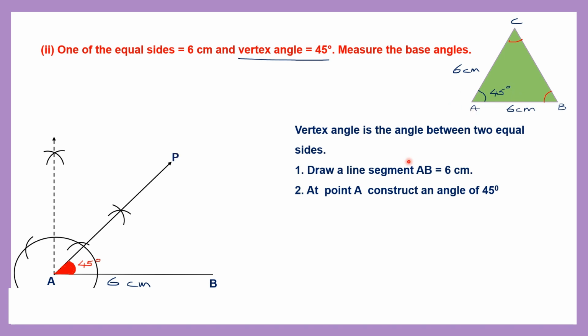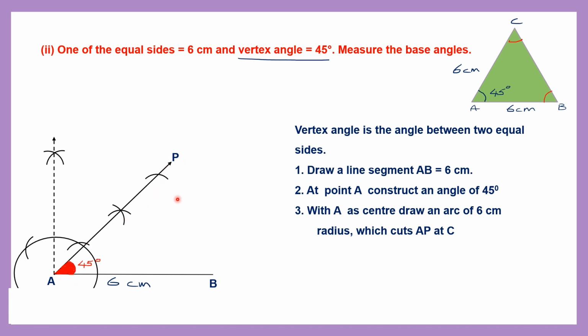Now what is the next step? At the next step, with A as the center, draw an arc of 6 centimeters. That means keeping A as the center, we have to draw an arc of 6 centimeter radius, which cuts AP. So this is the line AP. We have to draw an arc to cut it there. So let's draw that arc. So we've got an arc. Now we're going to name it C. So that is C. Next step, join C and B. Join C and B. You've got a line there.